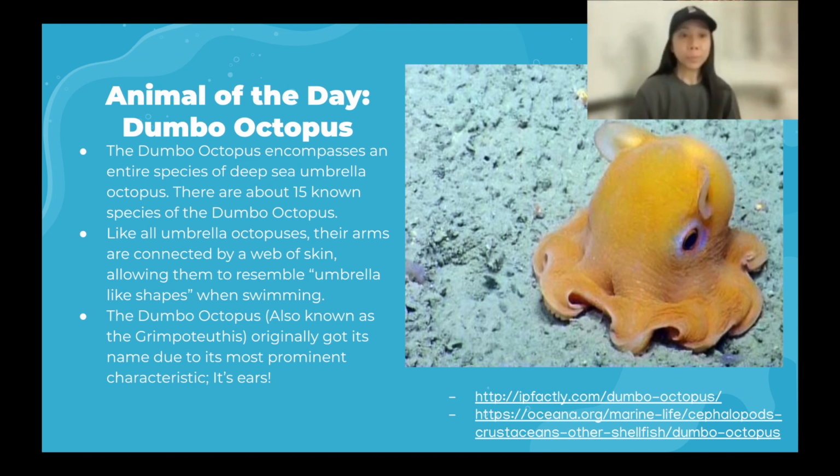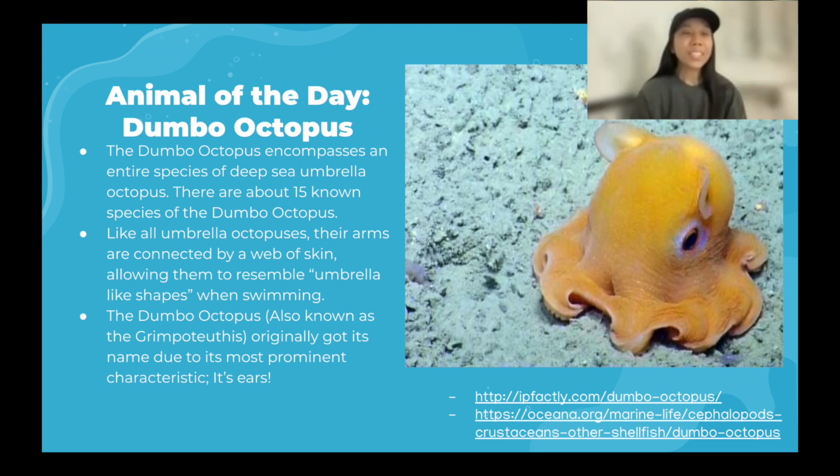So the Dumbo octopus encompasses an entire species of deep umbrella octopus. There are about 15 known species of the Dumbo octopus. I just want to disclose that this is actually a relatively new species that was introduced. It was discovered back, I believe, in 1883. However, little is known about this creature. So we wanted to, again, just introduce it to our wonderful AquaGoat community. We wanted to introduce this little creature that I thought was really adorable.